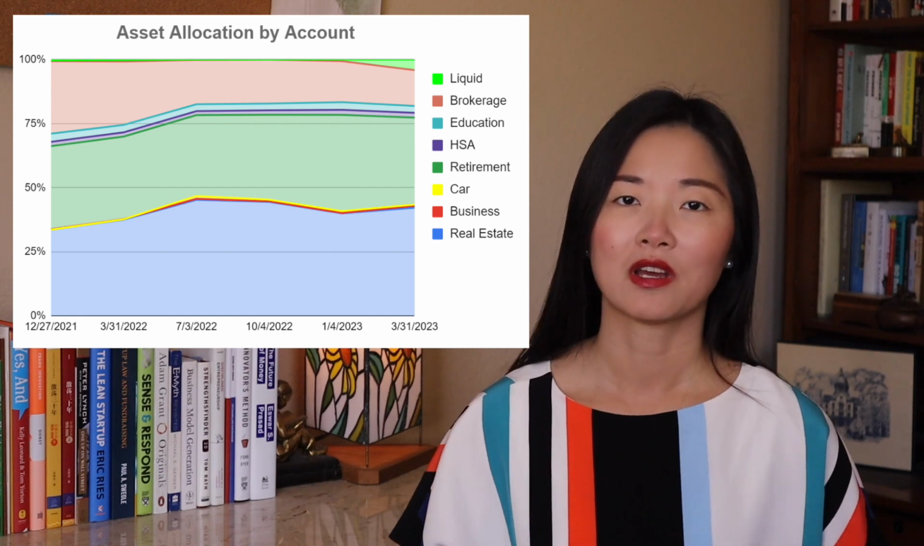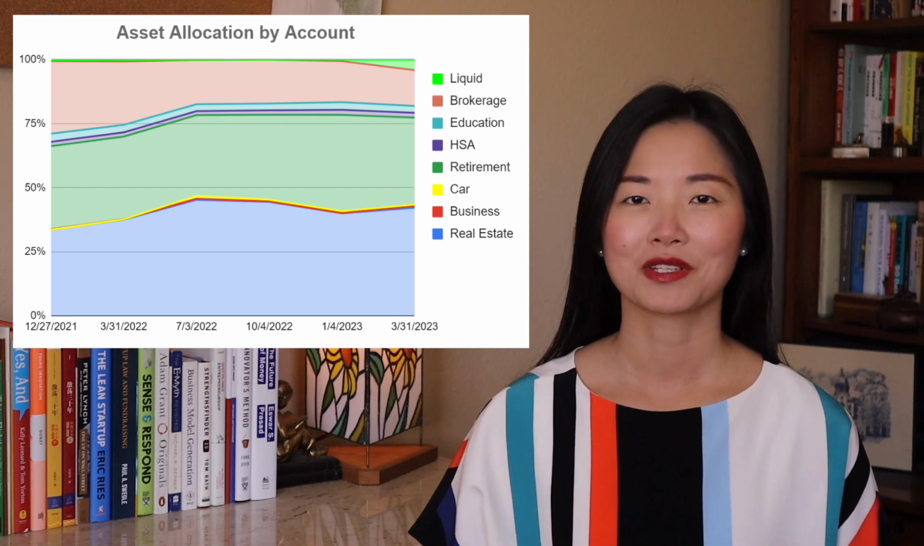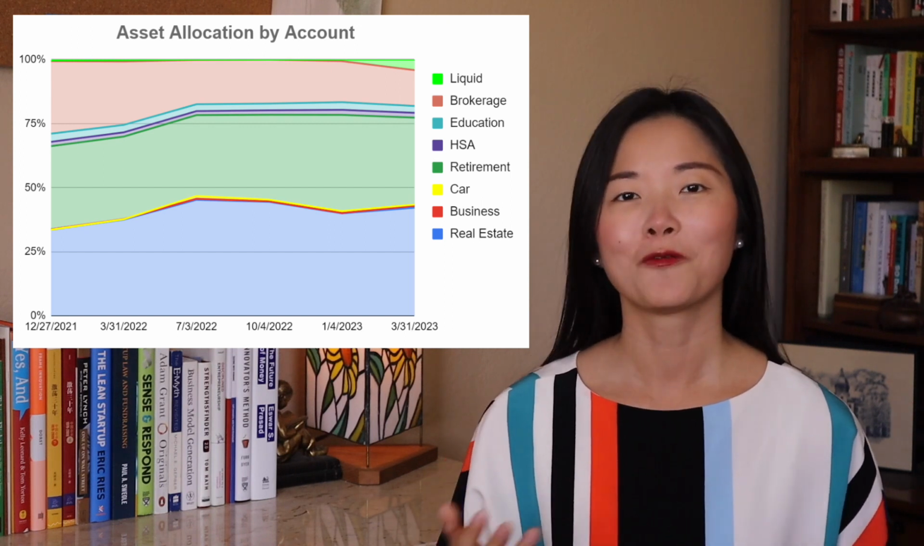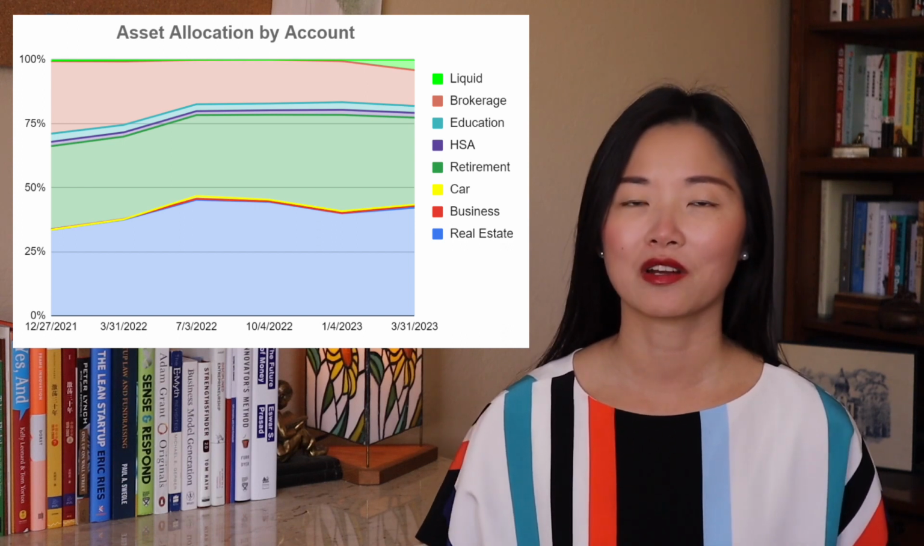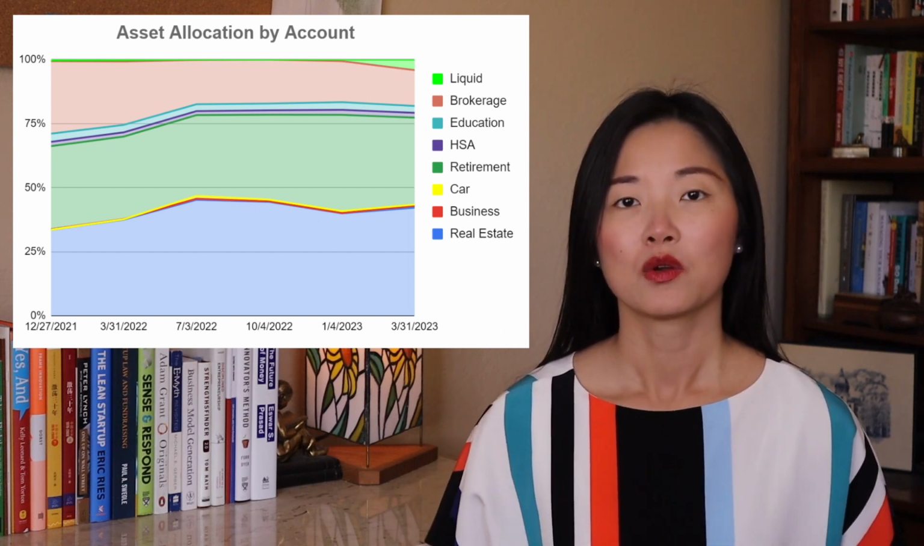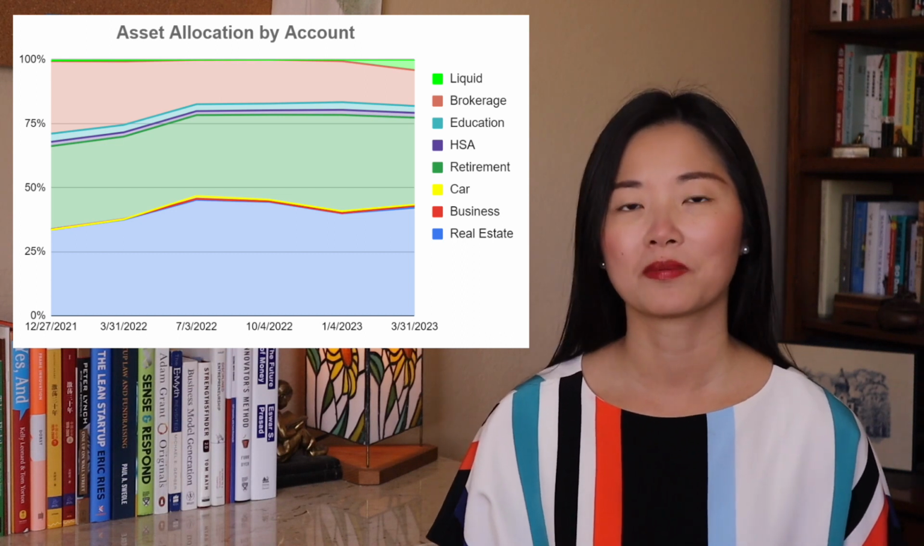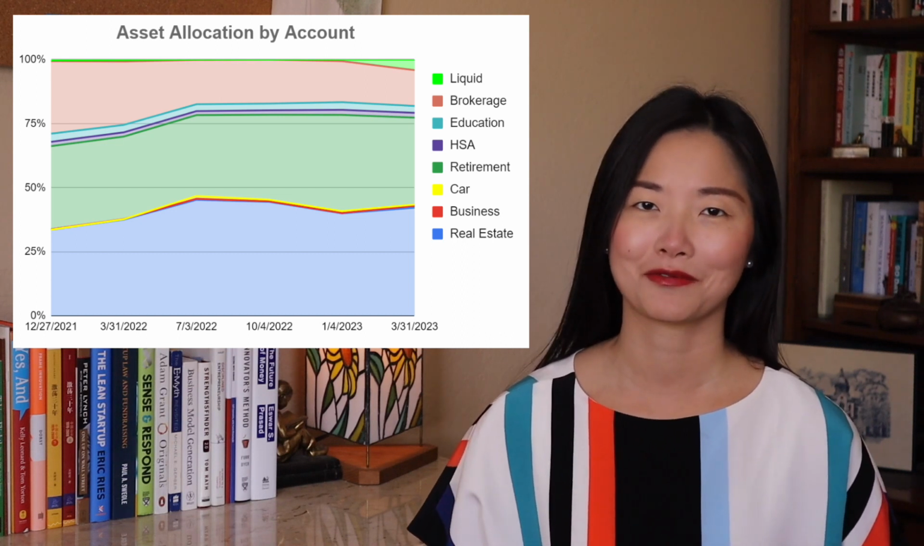Cars are minimal in our net worth. Business interest, which is the business I'm starting, is small for now, but hopefully it would become a lot bigger in the next decade. Real estate has been stabilized at around 40%, but would probably go down as my business grows.